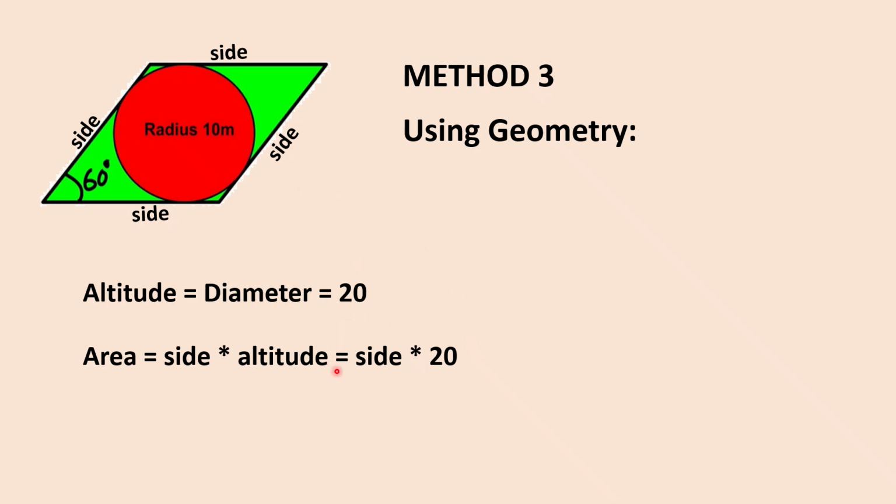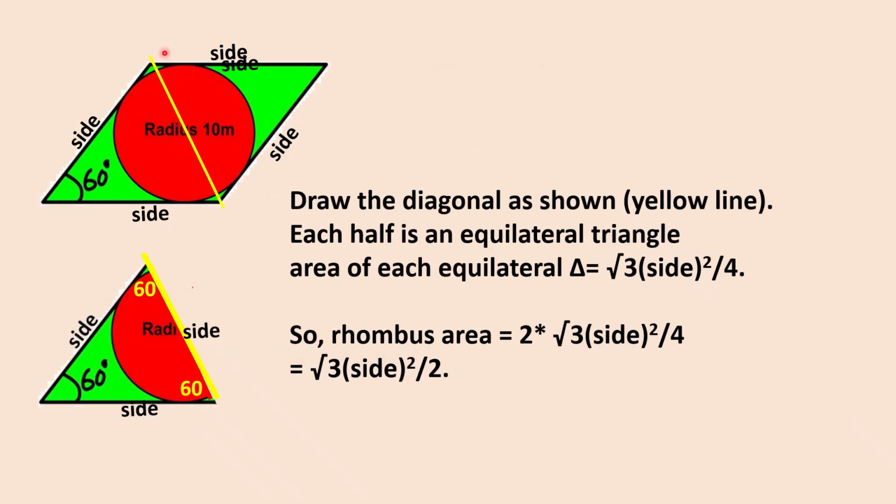Now we will find out the side. We draw this diagonal as shown. You can see the yellow line, the diagonal. So each half would be an equilateral triangle. We have drawn the half of this rhombus separately. The two sides are equal, the vertical angle is 60 degrees, so each of the base angles must be 60 degrees.